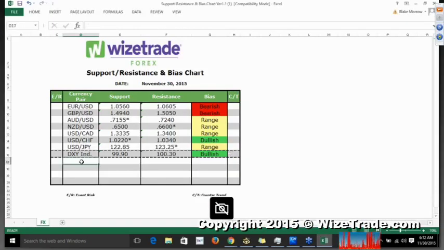I'll write it down. US dollar support 16.43, and resistance is 16.70. And it's in a range. It's been in a range for a while, but it's starting to look like it could break out again.